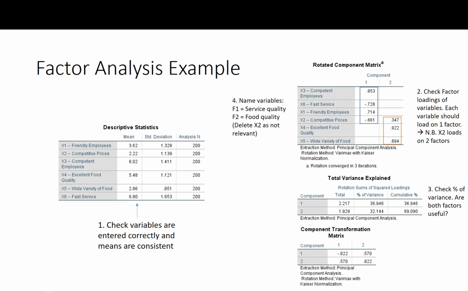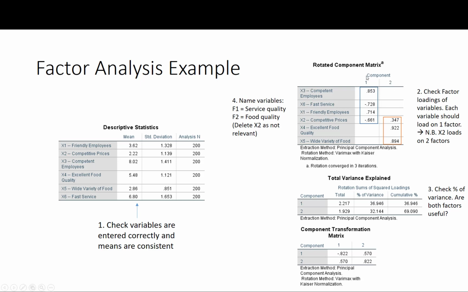So here is the output and the order in which we consider things. Within the descriptive statistics, we need to check the variables to make sure that they're all entered correctly and that the means are consistent with the other descriptive statistics that we have. Then we need to look at the rotated component matrix table. So we need to check factor loadings of each variable. In this table, if we hadn't suppressed low values, there would be a lot of extra numbers in these empty spots. Each variable should load on one factor.